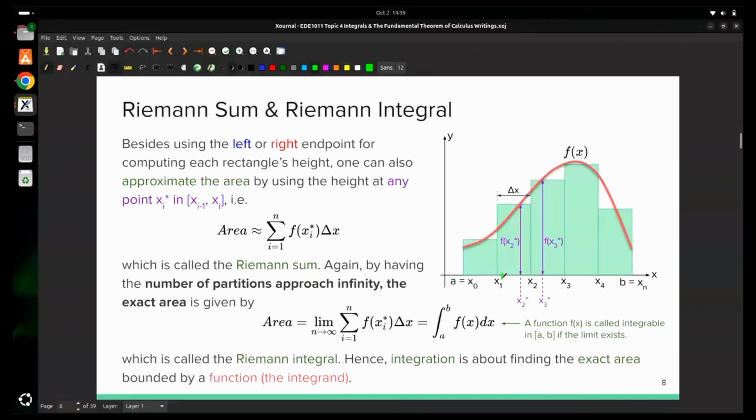You can use, for example, this point. You can also use this point, this point, this point. It doesn't matter. Why doesn't it matter? Because eventually if you take the limit, it doesn't matter where you take xi star to be, because the width of each rectangle is going to be infinitesimally small. So it's going to squeeze towards xi star. So you don't care what xi star is anymore when you take the limit. Is that okay?